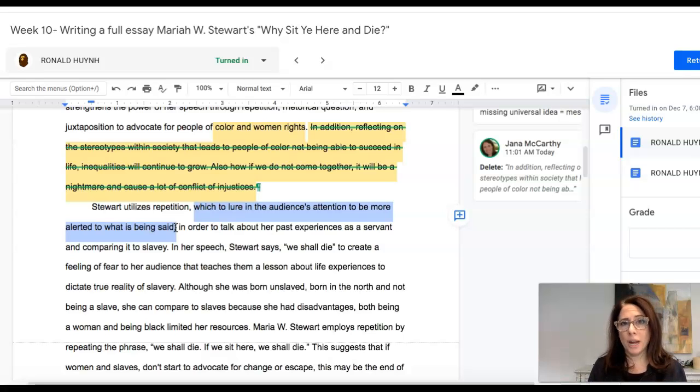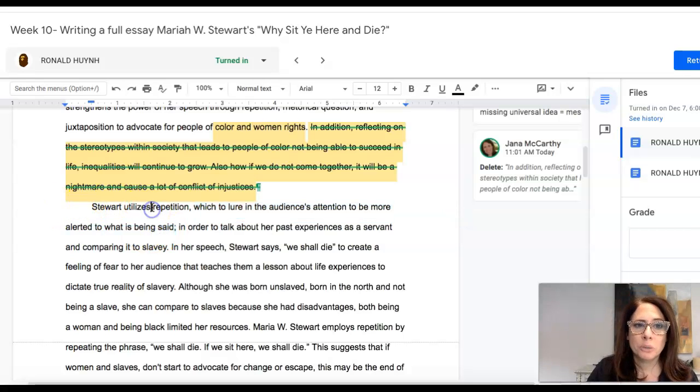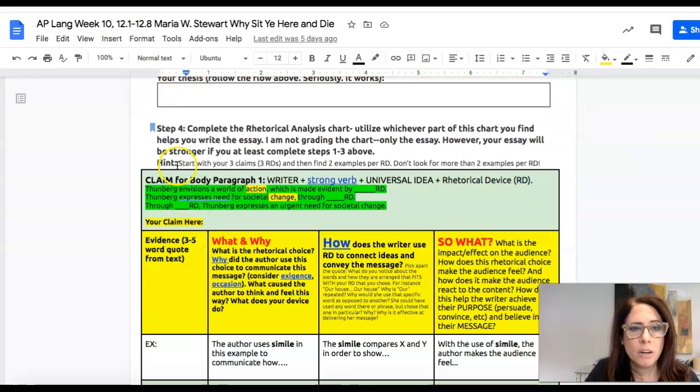We know that repetition gets the audience's attention. You would want to say something unique about repetition in this speech. So you need to connect repetition to a universal idea. Again, go back right here. Here are 3 different ways to write a claim. Very simple. Stewart expresses the need for societal change. So change is the universal idea in that, right? We can't hold it, touch it, feel it, sell it, buy it. It's abstract.